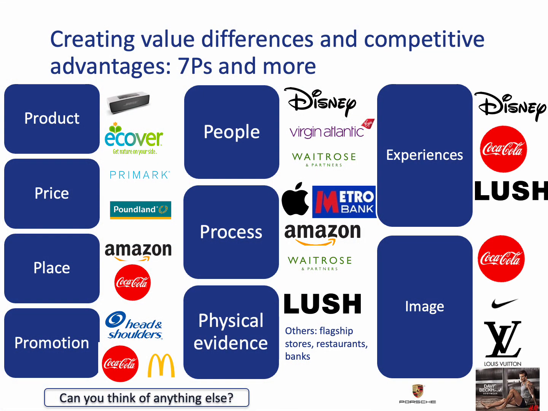Perhaps the most important slide of this video would be this one: how to create value differences and competitive advantages using 7 P's and more. So how to find points of differentiation? Well, marketeers must think through a customer's entire experience with the company's product. We can differentiate through the following: 7 P's, also experiences, image, and you can think of anything else. And you can leave a comment down below.